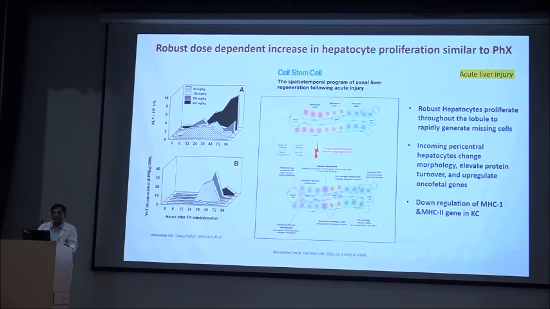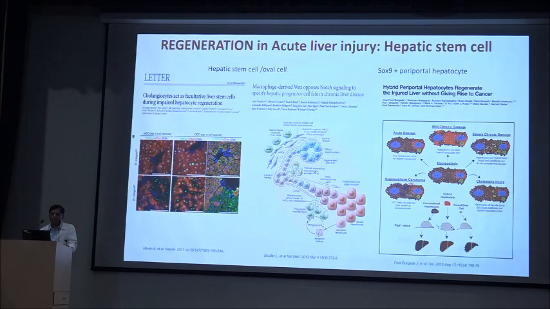After that, though the injury proceeds, there is a failure of regeneration. Recently, using more sophisticated tools like transcriptional methods as well as in vivo cell imaging systems, they came to the conclusion that there is robust hepatocyte proliferation. Incoming pericentral hepatocytes change their morphology, elevate protein turnover, and upregulate the oncofetal genes, which again says there is some de-differentiation going on during this regeneration process, and there is a down-regulation of MHC1 and MHC2 in the Kupffer cells to protect against autoimmunity.